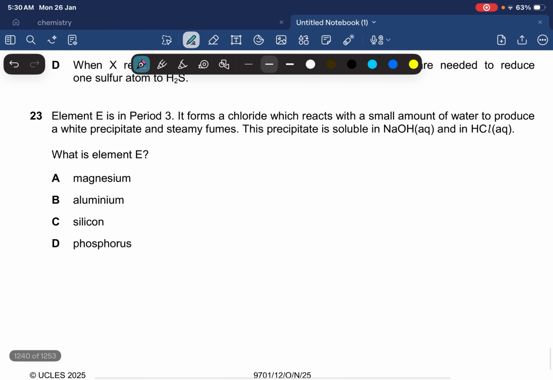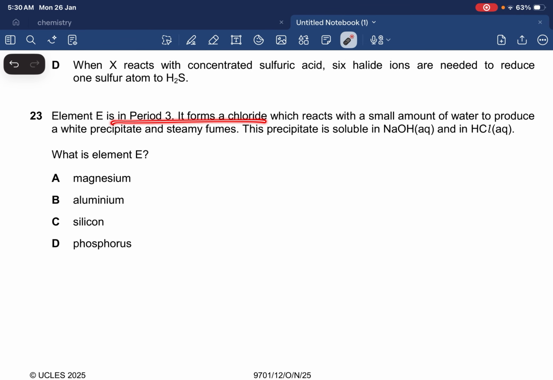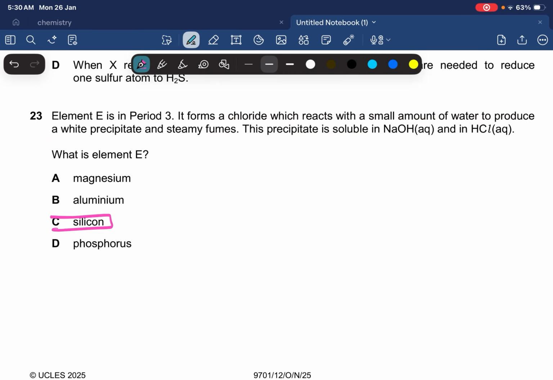Element E is in period 3. It forms a chloride which reacts with a small amount of water to produce a white precipitate and steamy fumes. The precipitate is soluble in NaOH and HCl. If we deal with silicon, the precipitate is going to be SiO2, which is insoluble. If we deal with magnesium, we cannot form an acidic solution. Now we have aluminum and phosphorus.